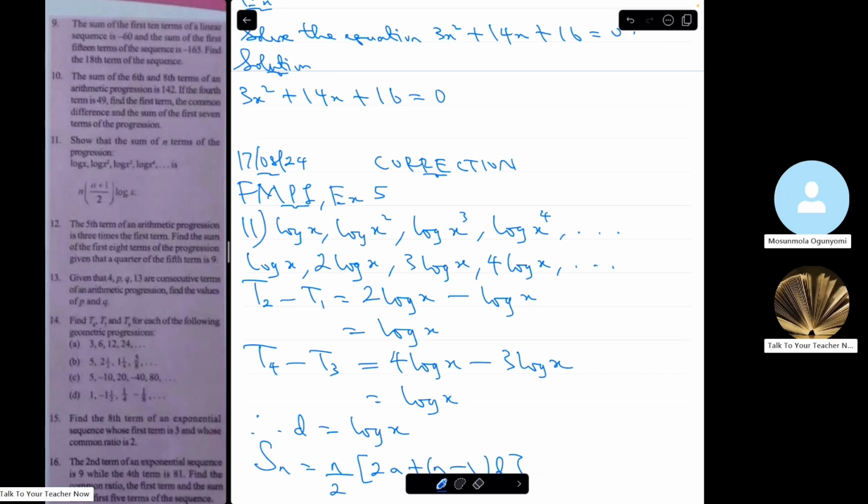You know, we had to be sure it was an arithmetic progression before we used that formula. If it wasn't, we would use the formula for a geometric progression, for the sum of n terms of a geometric progression.